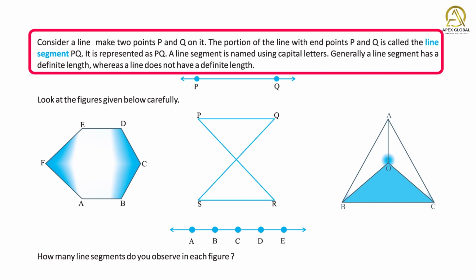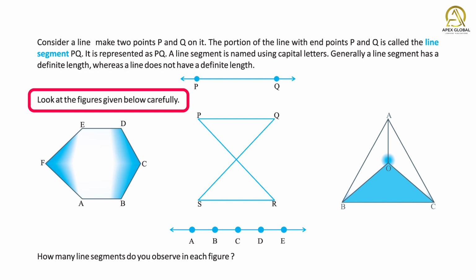Consider a line and make two points P and Q on it. The portion of the line with endpoints P and Q is called the line segment PQ. It is represented as PQ. A line segment is named using capital letters. Generally, a line segment has a definite length, whereas a line does not have a definite length.